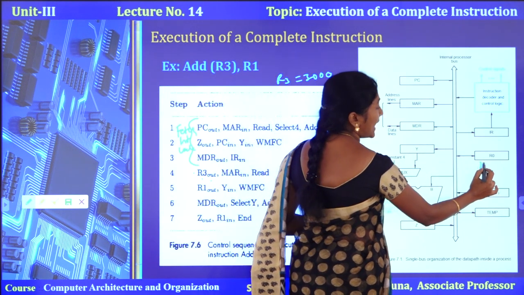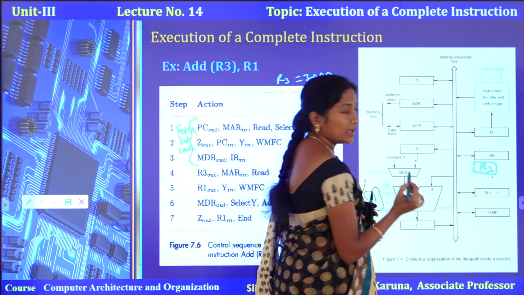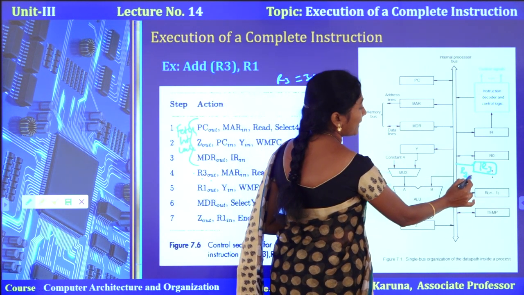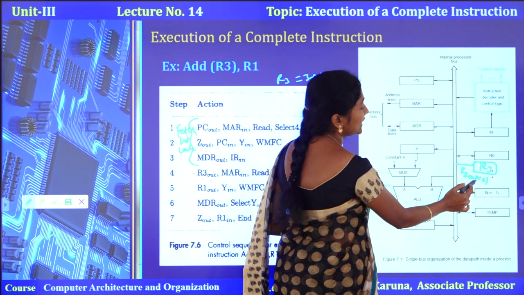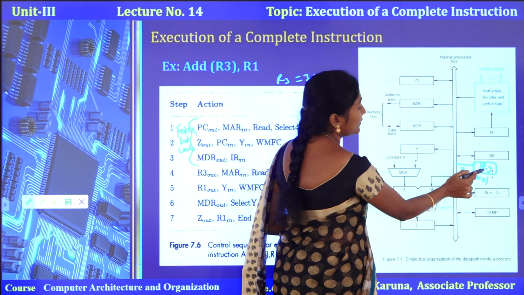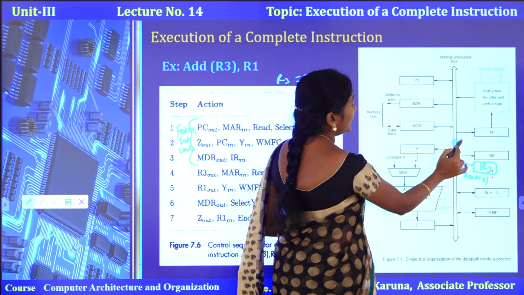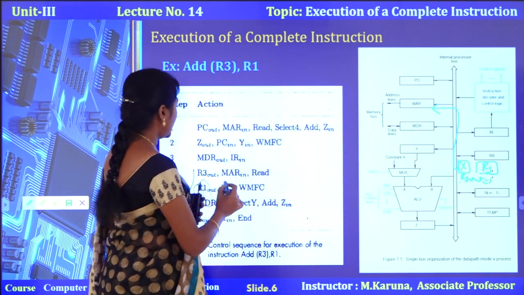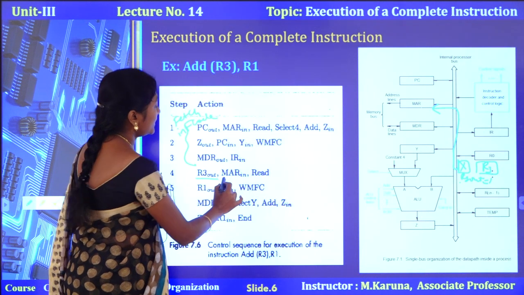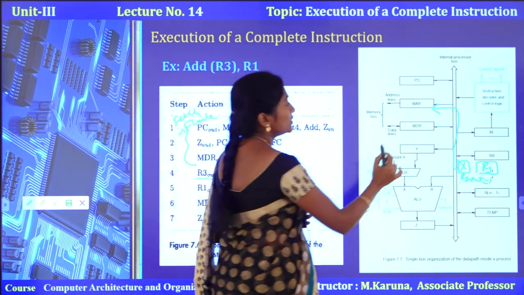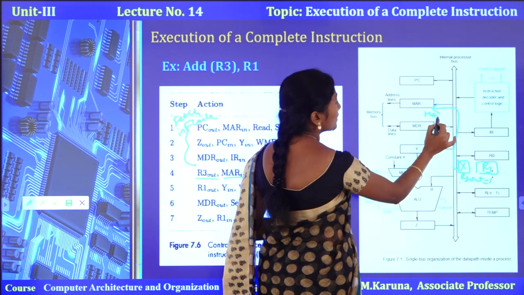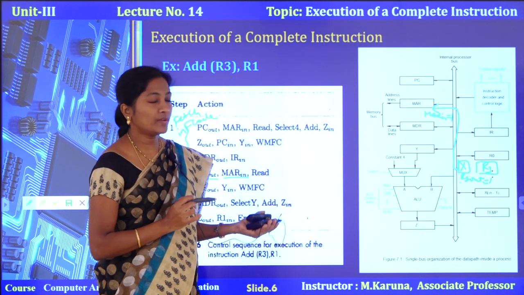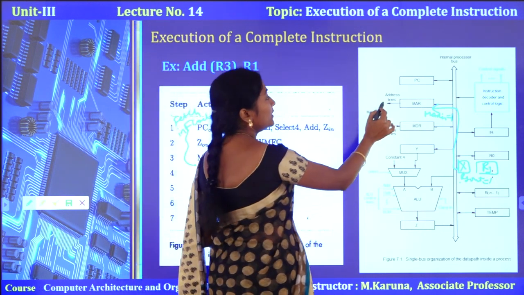Now, R3 having, I told you, the 3000 address. R3 is a processor register. R3 out is equal to 1. When R3 out is equal to 1, whatever address is available in R3 will be placed on the internal processor bus to the MAR register. That is, R3 out is equal to 1, then MAR in is equal to 1. So, now the address is transferred to MAR, and MAR is connected to the memory.